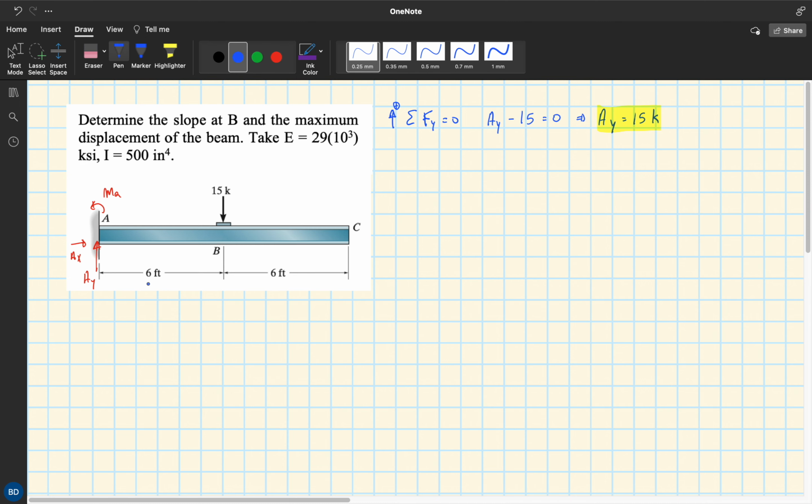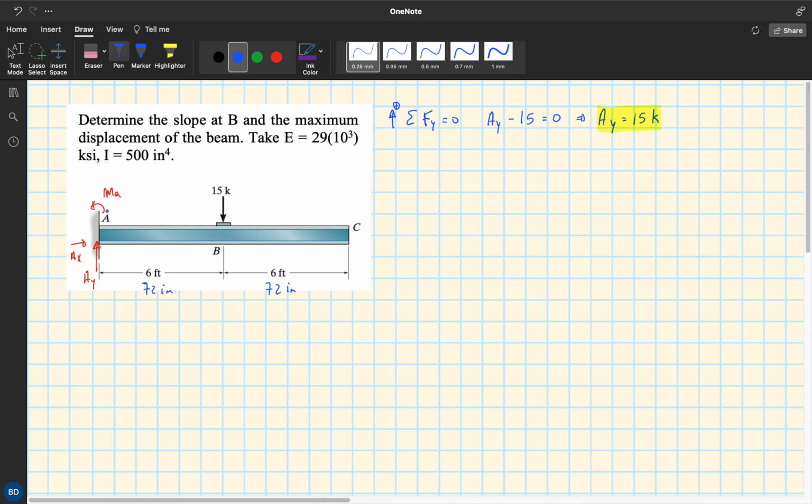Now to the moment calculations. See here that the moment of inertia is given in inches to the fourth, and this one is given in KSI, and here the distance is given in feet. So I'm going to change it and get the distances in inches. Just multiply by 12, and then this distance is going to be 72 inches on this side, and also 72 inches on this side. So we don't need to be changing the units later in the problem.